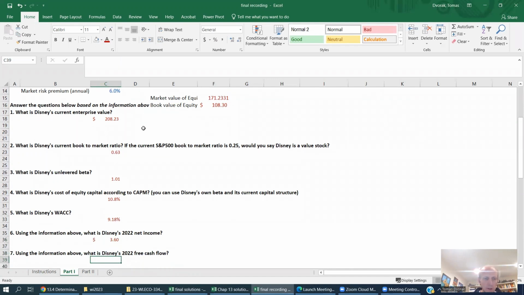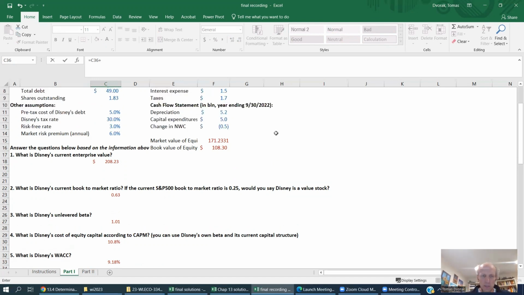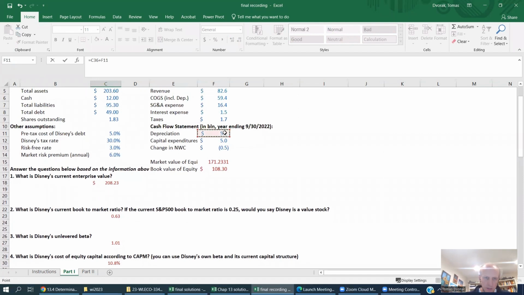Let's calculate Disney's free cash flow. So sure, we can start with net income, and to that we know we have to make non-cash expense adjustments. So we're going to add depreciation. We're going to subtract CapEx. We're going to subtract change in net working capital. In this case, they actually decreased net working capital, so it's going to improve our cash flow.